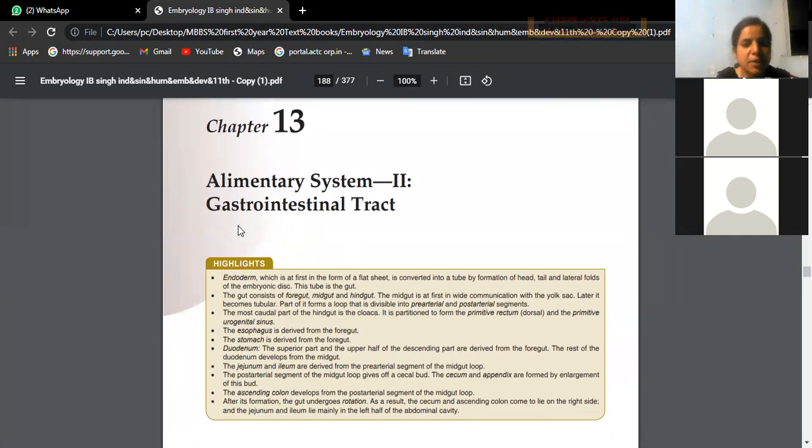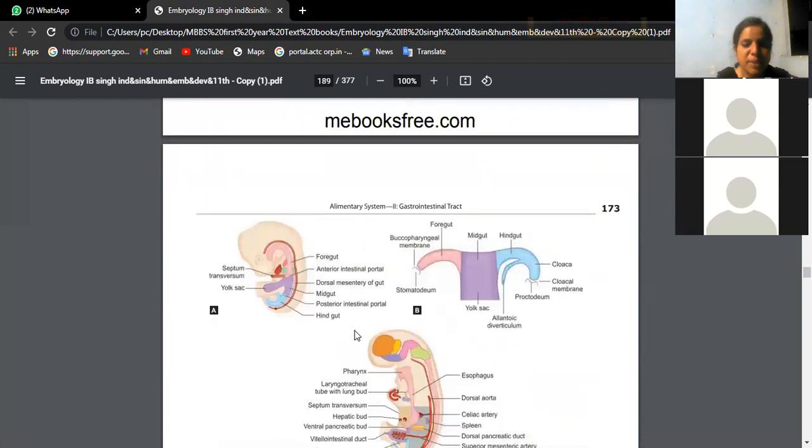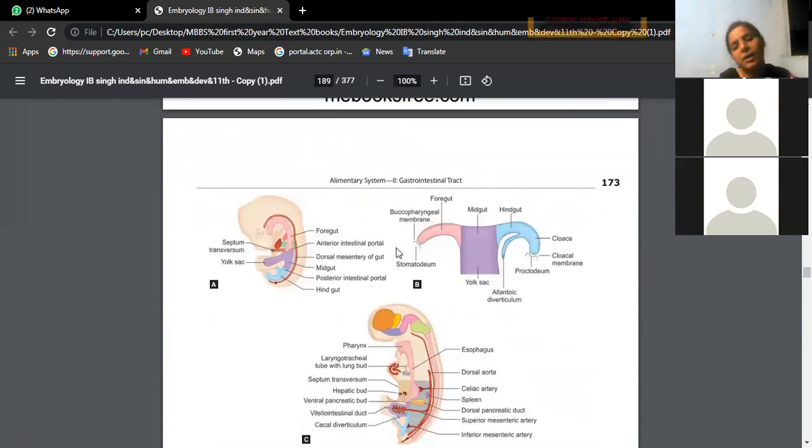Now next we have is GIT. So basically, like I said, foregut, midgut, hindgut, these are the derivatives of which germ layer? Endoderm. Very good. What is this connection? Yesterday you asked me, you didn't understand. Connecting stalk, right? So connecting stalk will be connected to the yolk sac. Future connecting stalk forms what? Umbilical cord. Very good. Umbilical cord connects which structure to which structure? Placenta to the fetus. Excellent. Very good.